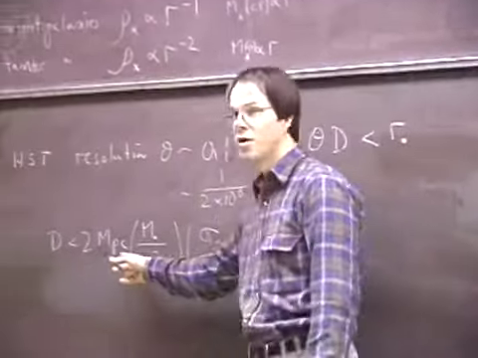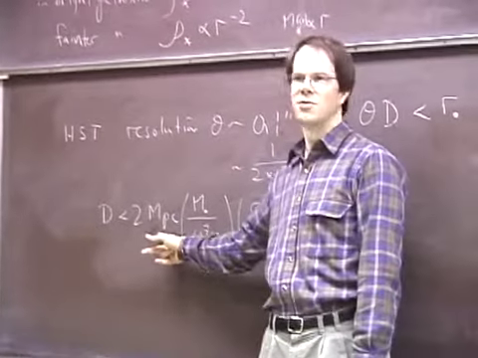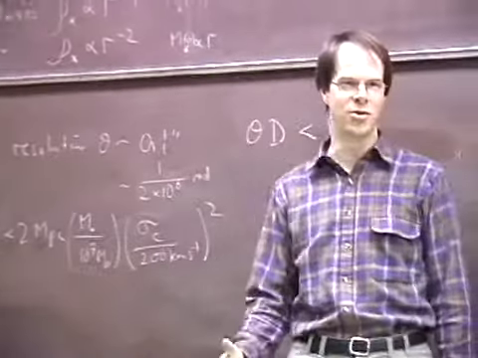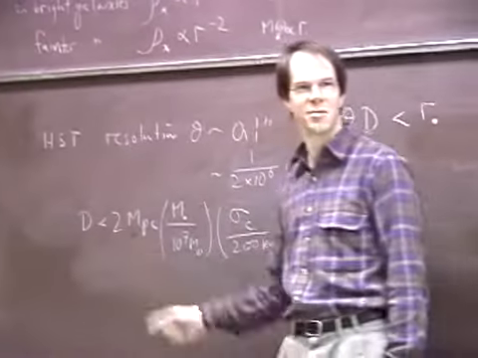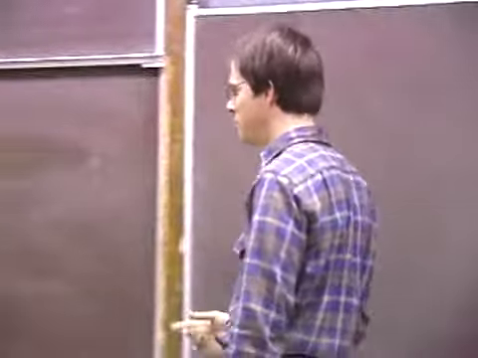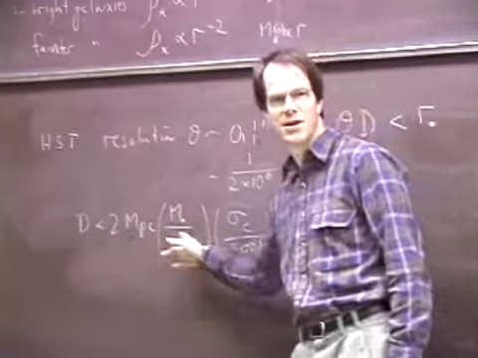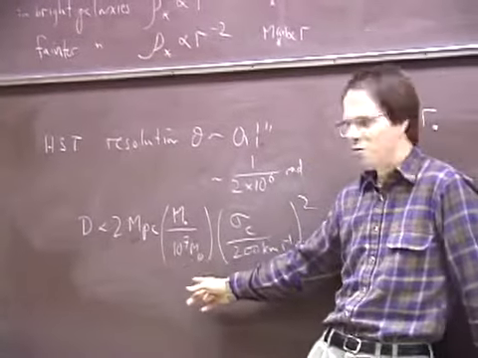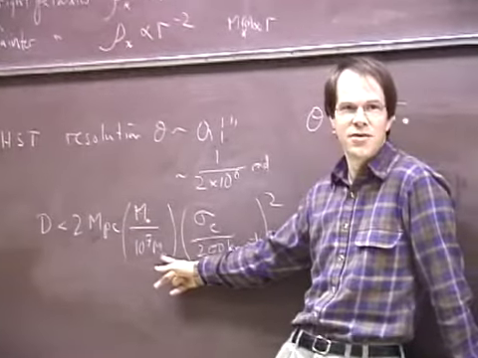Okay, 2 megaparsecs is really, really close. The Virgo cluster is 15 megaparsecs away. The Andromeda galaxy is 0.7 megaparsecs away. There's only a countable number of respectable galaxies within 2 megaparsecs. However, fortunately, there are some black holes which are much more massive than 10 to the 7 solar masses.